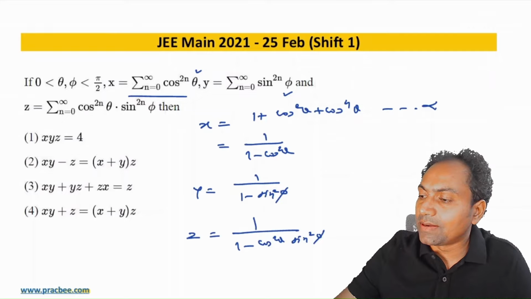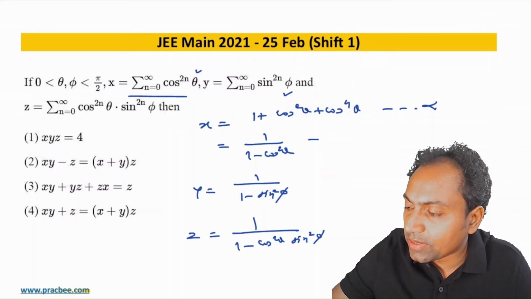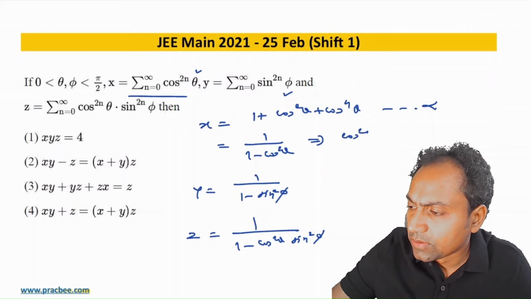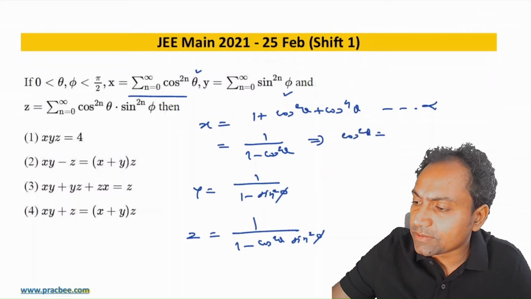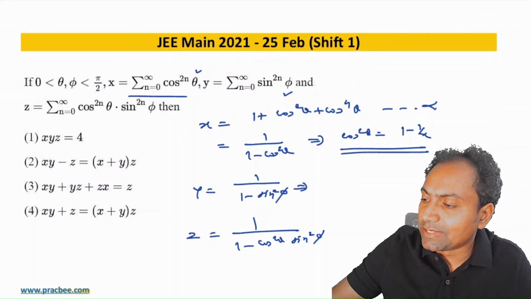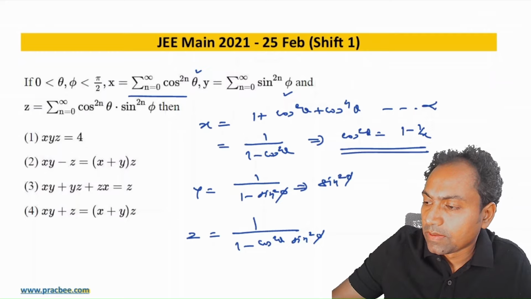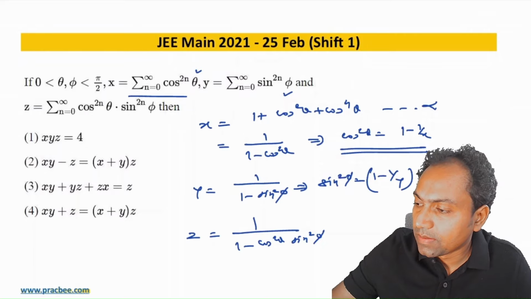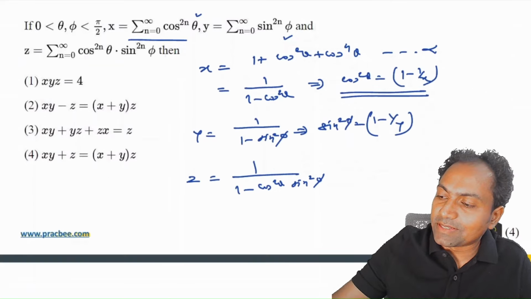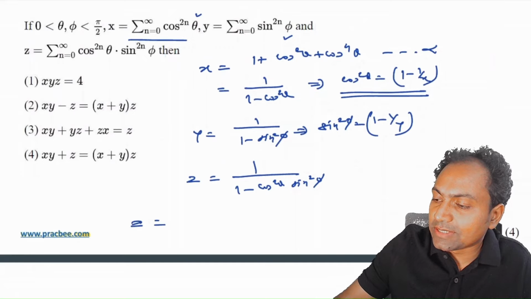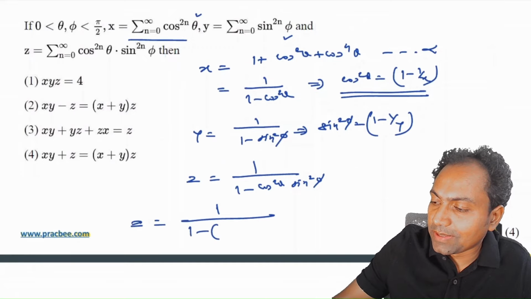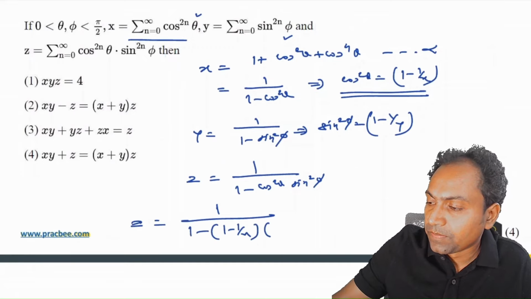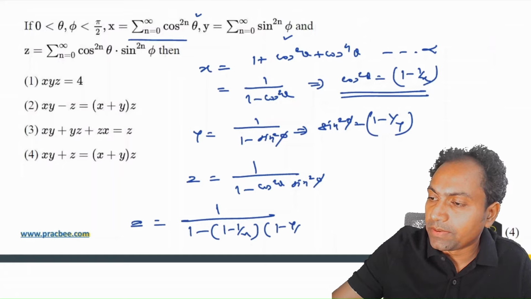For finding that, let us find the value of cos square theta from the first part. So cos square theta can be written as 1 minus 1 by x. From here, your sine square phi can be written as 1 minus 1 by y. And now let us substitute both of these values in this last step. So it becomes 1 upon 1 minus 1 by x into 1 minus 1 by y.